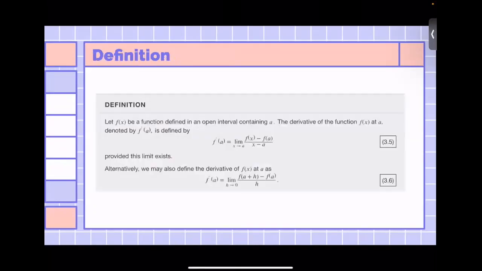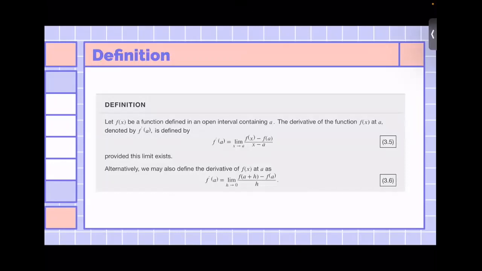So let's define the definition of a derivative. If we let f of x be a function defined in an open interval containing a, the derivative of the function f of x at a, denoted by f prime of a, is defined by f prime of a is equal to the limit as x is approaching a of f of x minus f of a over x minus a.